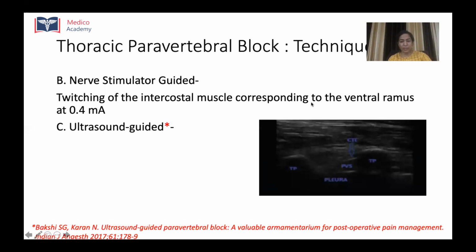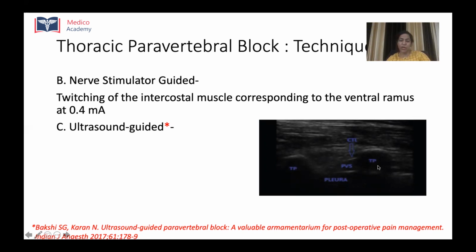So, with the nerve stimulator needle, twitchings of the intercostal muscles corresponding to the ventral ramus at about 0.4 milliampere should be elicited. Ultrasound guided technique can also be used. As we can see, the transverse processes are seen out here.